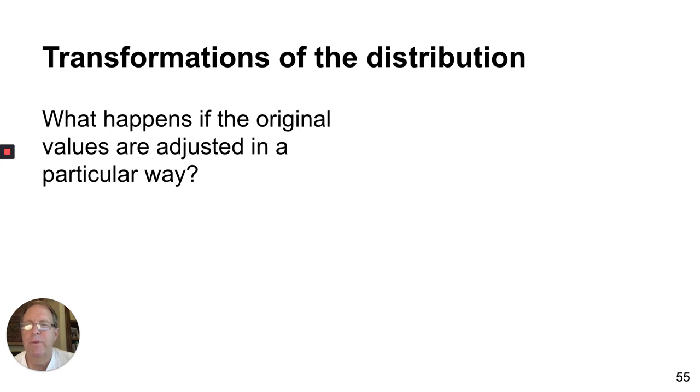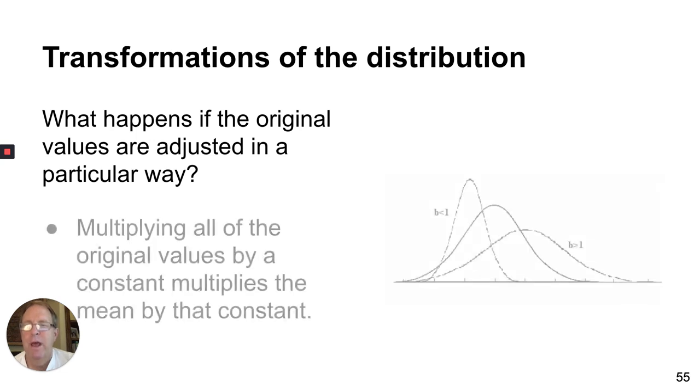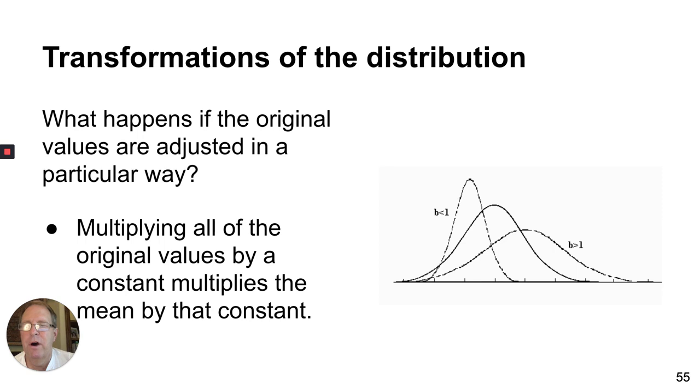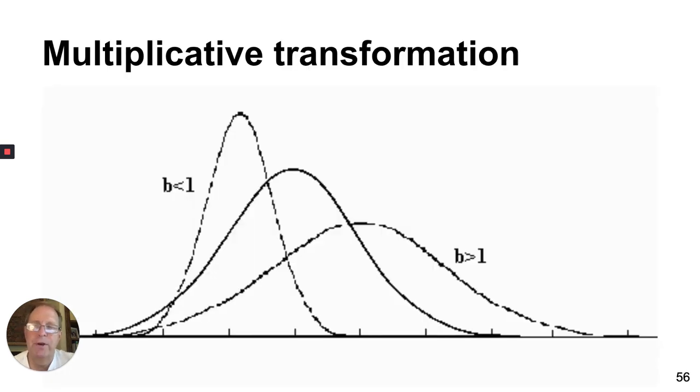What happens if the original values are adjusted by multiplying all of the values in the original value? What if I multiply all the original values by a constant? This multiplies the mean by that very same constant. So let me show you in this better graph right here. My original distribution is the one in the middle.